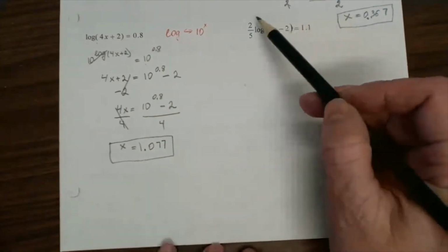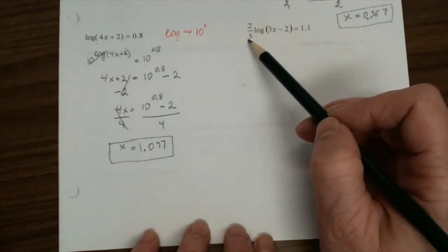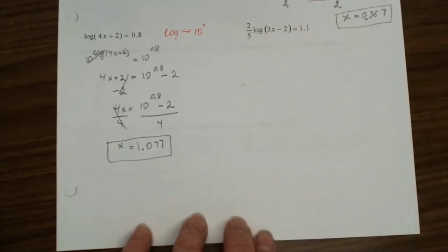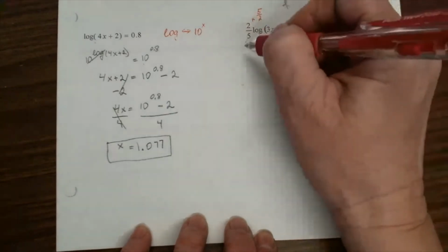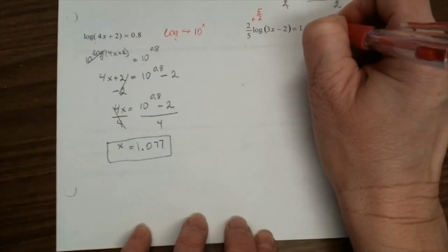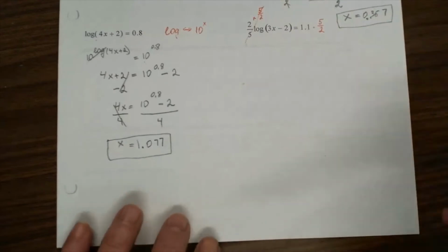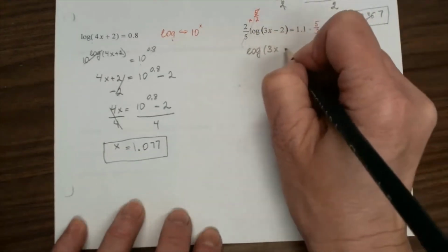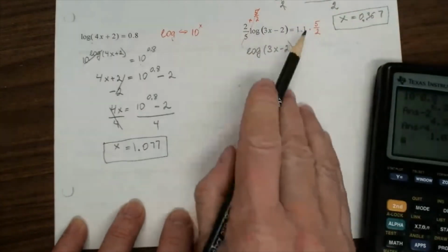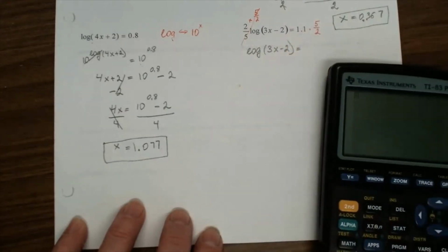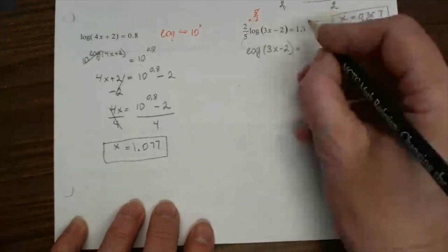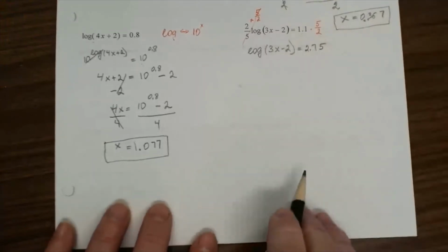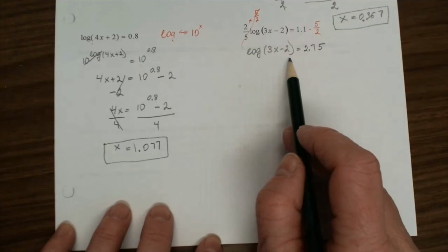Let's practice again. This equation involves a common logarithm and a fraction. We reviewed already how to get rid of fractions. We have to multiply by its reciprocal, that is 5 over 2. And you know, whatever you do to one side, you have to do the same to the other side. Here it will cancel out. We will have logarithm 3x minus 2 is equal to, and here is kind of a mix between decimal and a fraction, so let's calculate it on the calculator. 1.1 times 5 over 2. And I have a nice decimal, that is 2.75. So equal to 2.75. We have the logarithm by itself on one side.